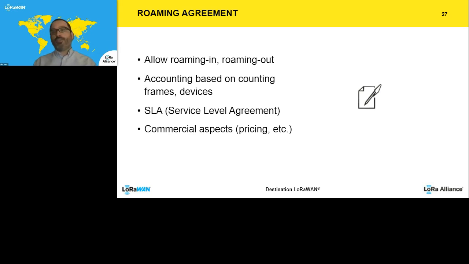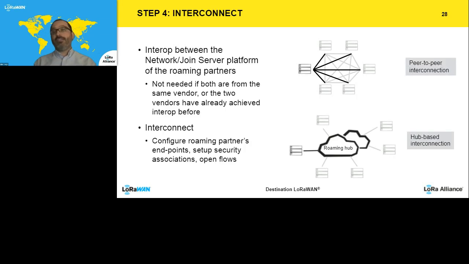And then once you have the agreements, the next step is an IT job, interconnecting networks. Now, before interconnecting, you want to make sure the network server of both parties can interoperate. Obviously, they need to have implemented the standard backend spec, but even though two vendors have implemented the standard spec, that doesn't mean that their platforms would interoperate from the very beginning, right? Before you roll out to your production network, you want to make sure the network server from both sides can interoperate. Now, if the network servers are coming from the same vendor, obviously interop comes for free. You don't have to worry about it.